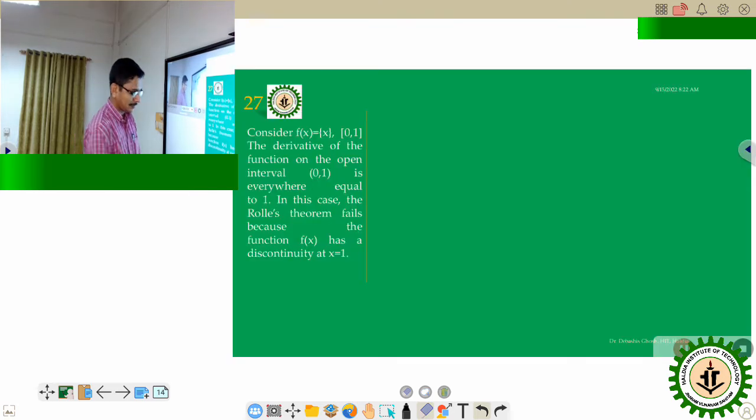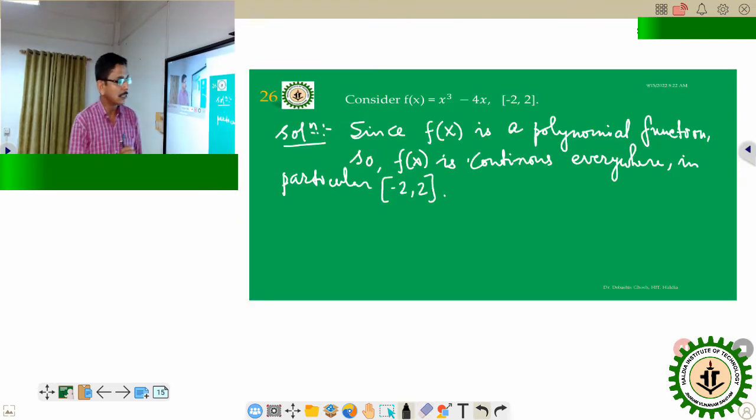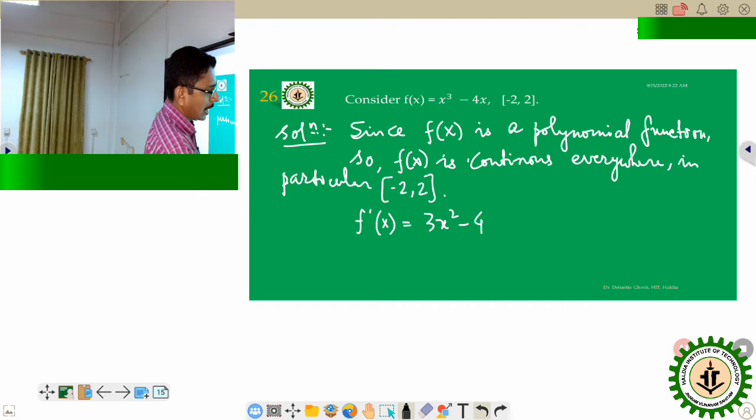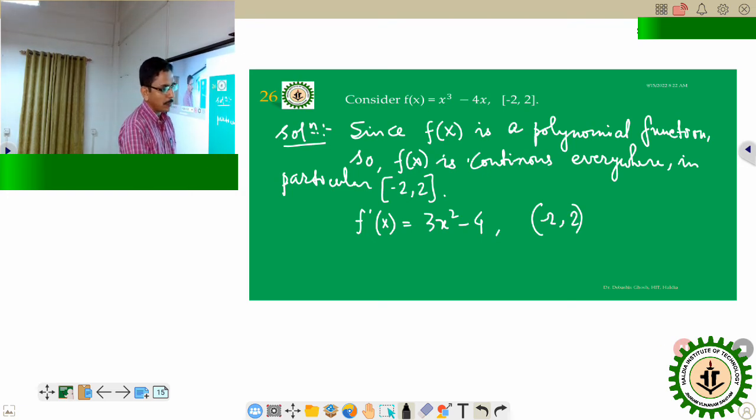So the function is continuous. Now next we have to verify the differentiability. If we find f dash x by the usual rules of the derivative, we get 3x square minus 4, over the interval minus 2 to 2. We know that for any value from minus 2 to 2, it will not become infinite. It will give a finite value every time. So we can claim that this derivative exists.